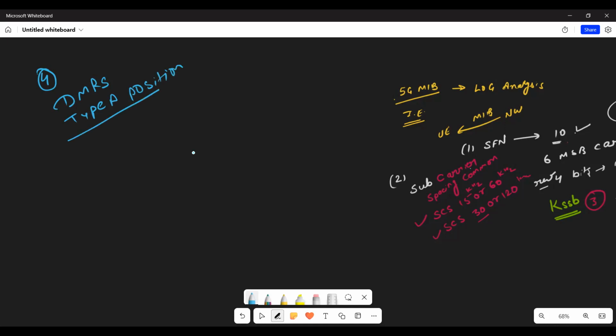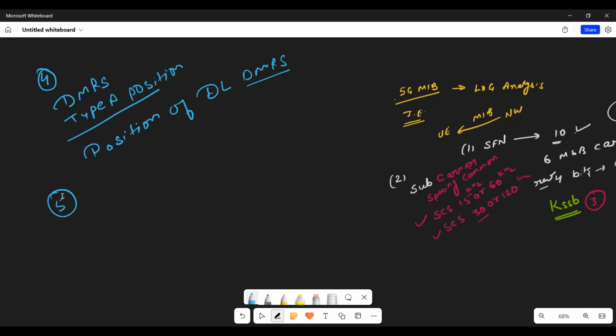So DMRS is the downlink demodulation reference signal, right? This would be indicating the position of the first DL DMRS, and this is basically an L1 parameter specific to type A position, okay? So you can say this would be indicating the position of DMRS, the downlink reference signal. It is in downlink, which means it is coming from your gNB to the UE.